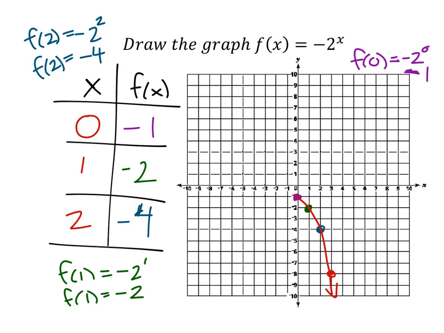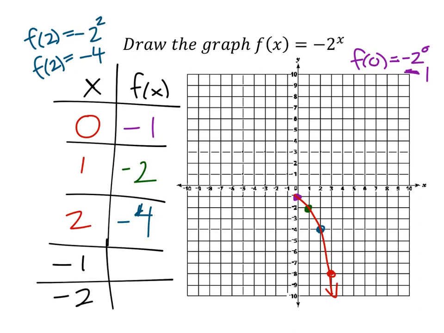Well, what happens to the left of this line? So let's give ourselves some space. So let's go to the left. So let's make x negative 1. And if we need it, x is negative 2 as well. So when x is negative 1, then I've got negative 2 to the power of negative 1. 2 to the power of negative 1 is 1/2, but it's the opposite of that. So negative 1/2, right? So negative 1, negative 1/2.